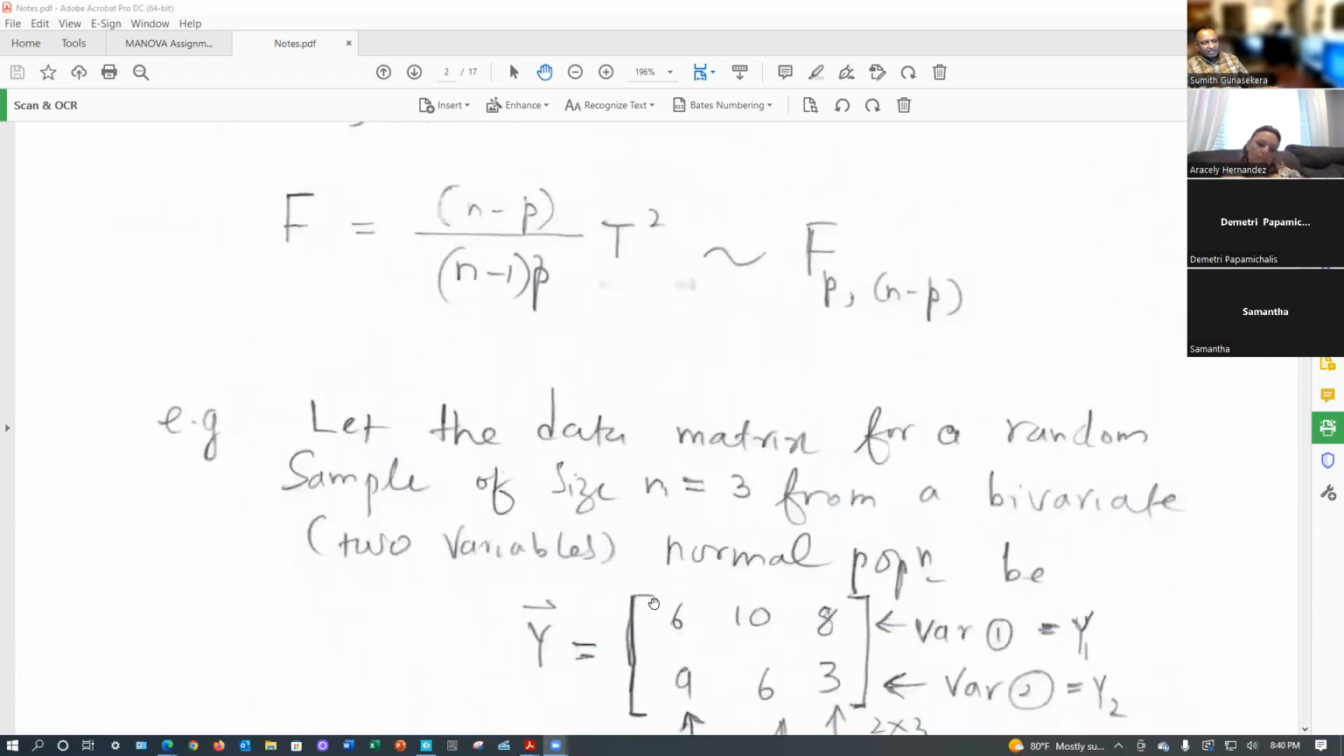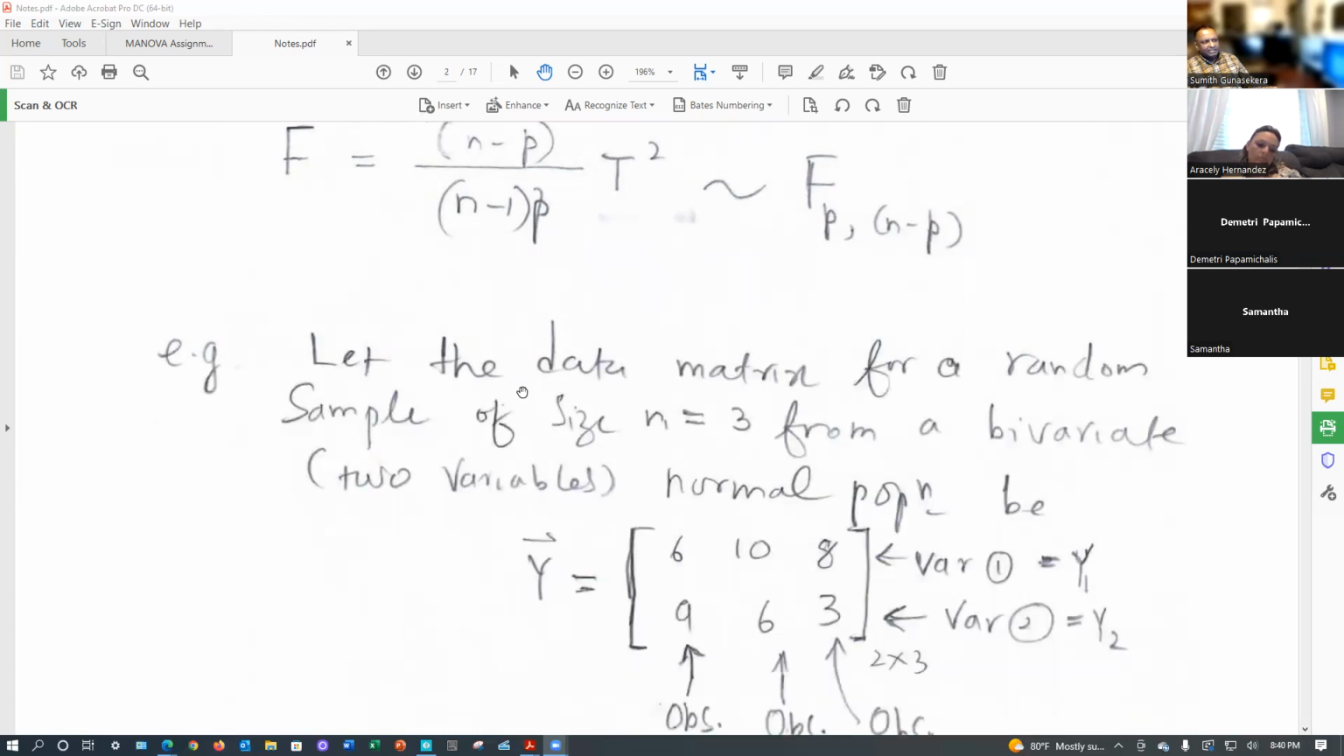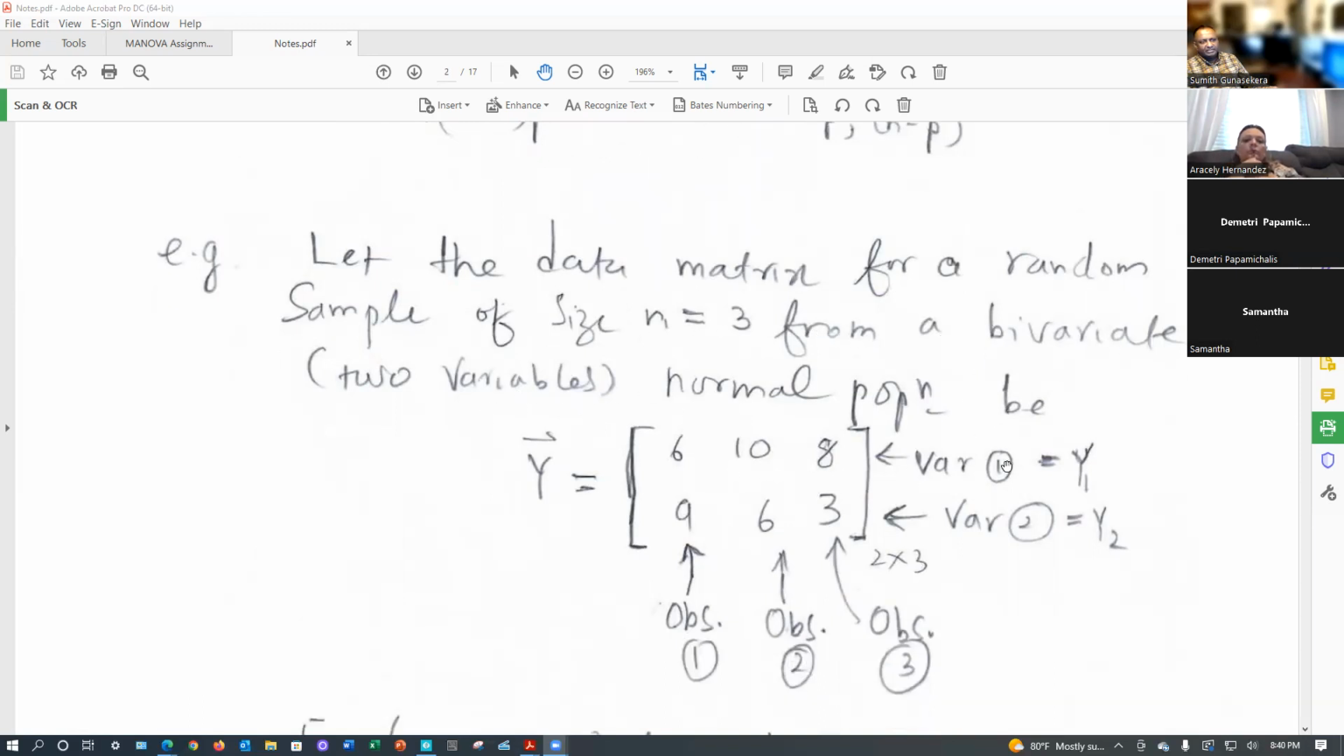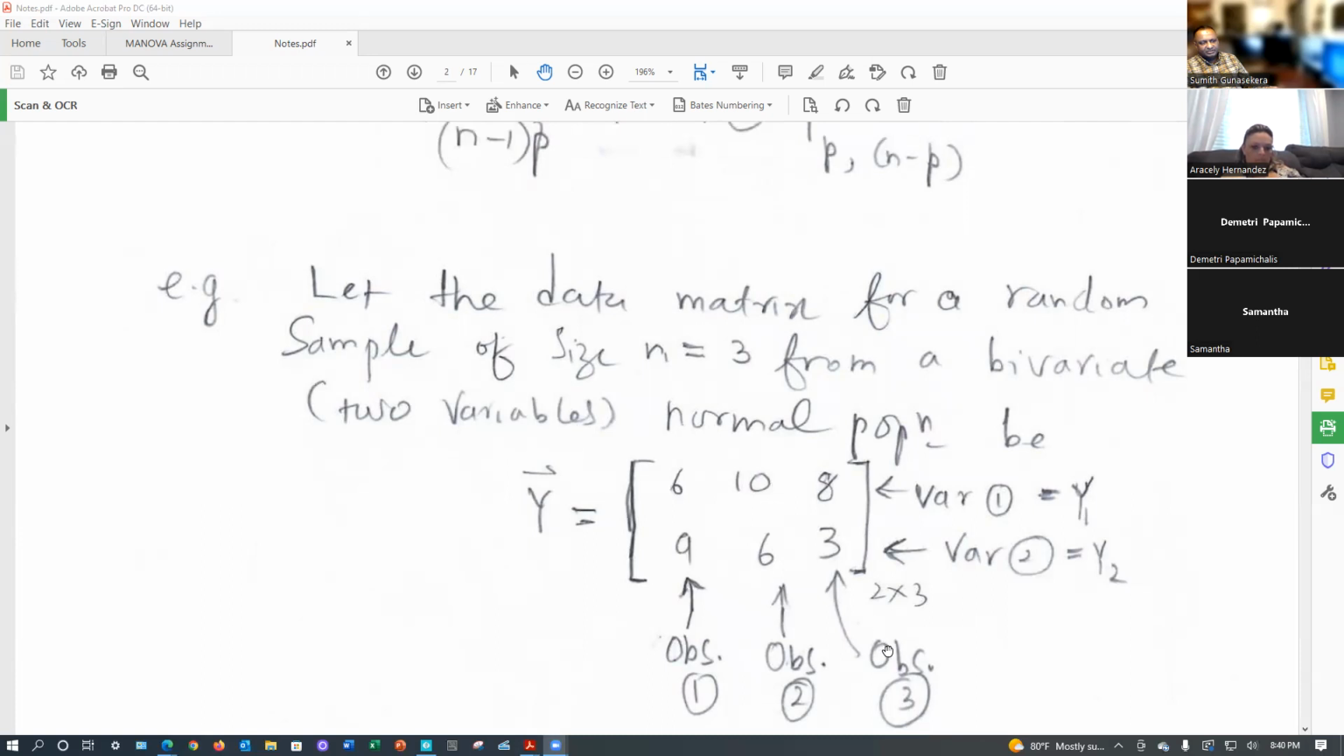To get an idea, let the data matrix for a random sample of size n equals 3 from a bivariate, 2 variable, normal population be like this. You have 2 variables, 3 observations, y1, y2. It's a 2 by 3 matrix. This is my y, the whole data. This is the first observation, second observation, third observation. It's test 1, test 2; student 1, student 2, student 3.